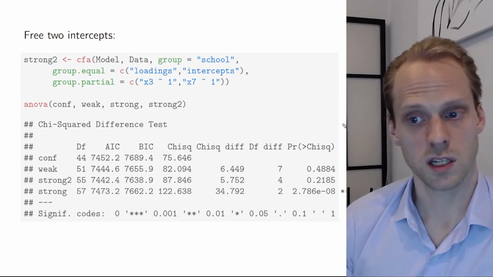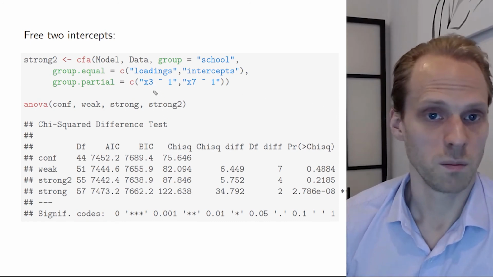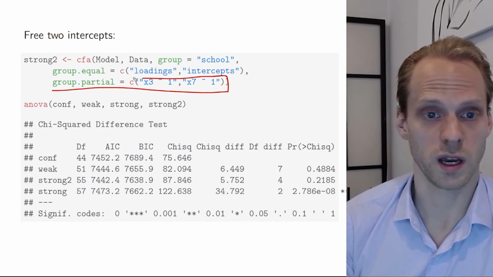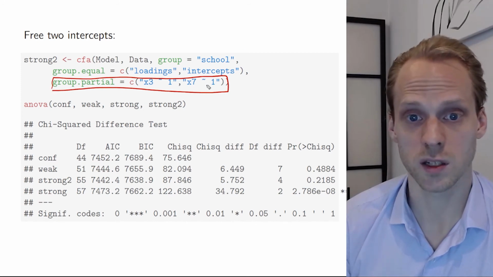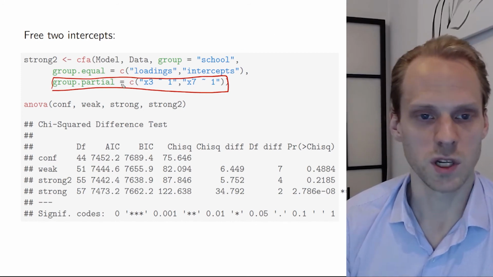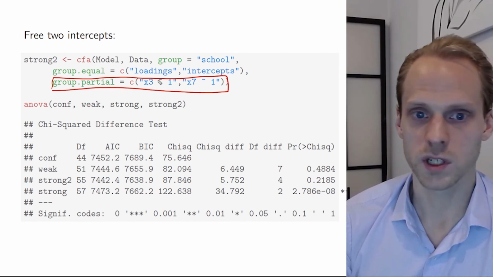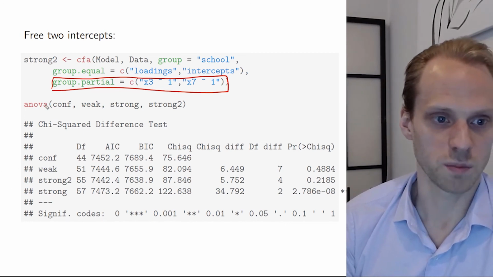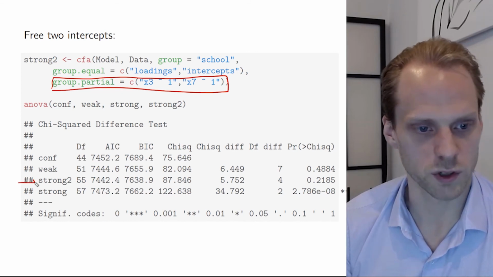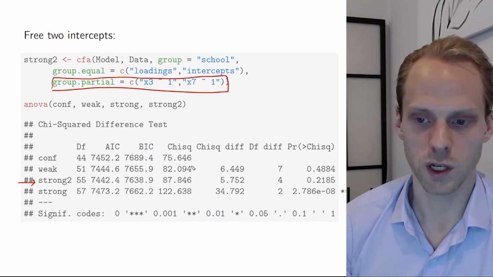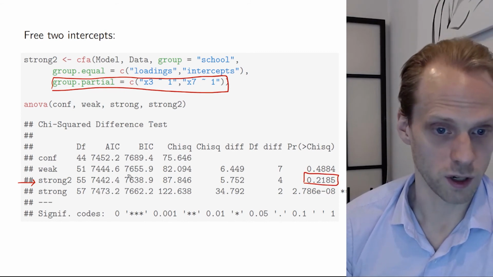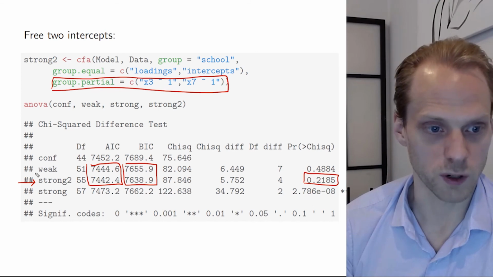So then we can use that to test if we can fit a model where partial strong invariance holds. Now I freed the intercepts for x3 and x7. That means that on these two items the groups can differ on their intercept. So we take into account that in one group, in this case a school, that item might be easier than in another school. Then we can fit this partial strong invariance model, which I call strong 2 here. Compared to the weak model, the p-value is not significant, it's 0.21. Also the BIC is lower and the AIC is lower. So we prefer this model over the weak invariance model.